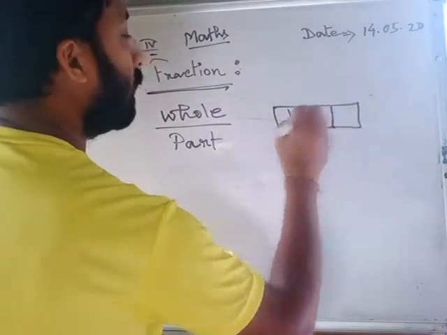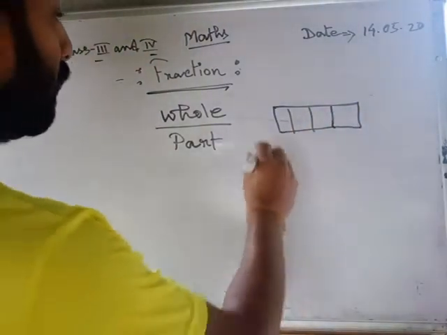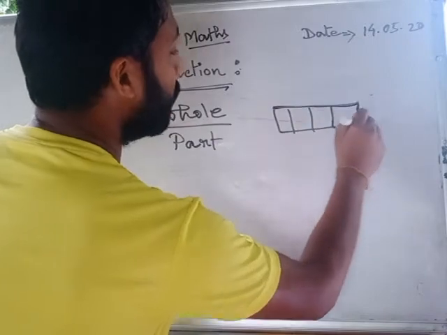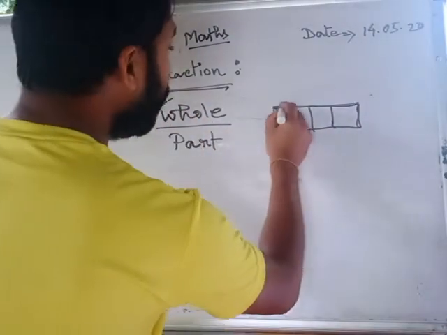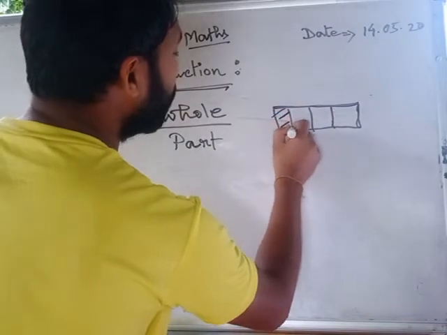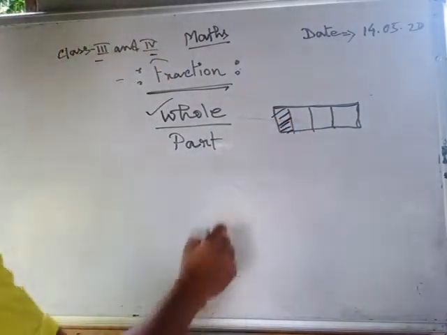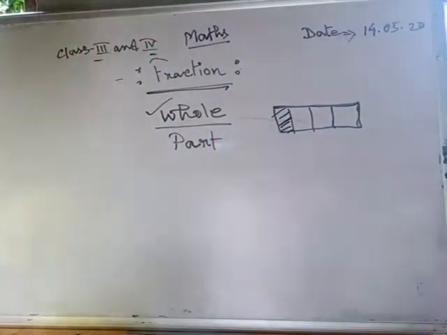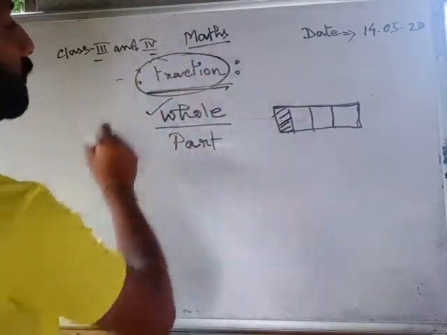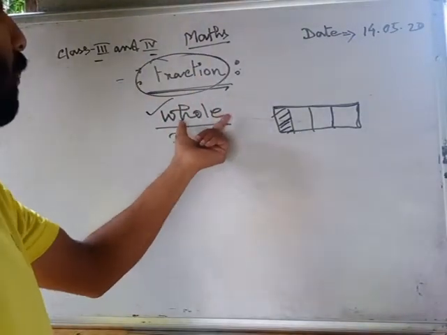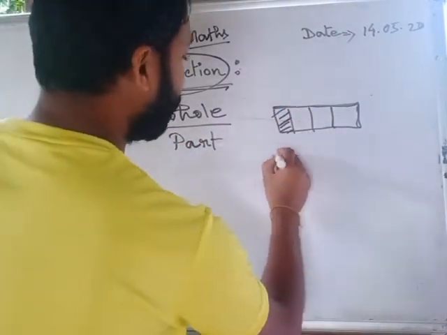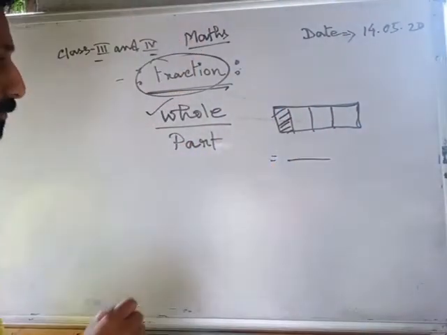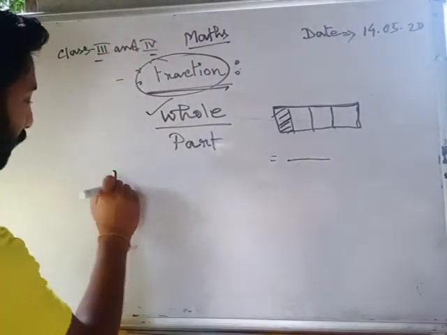Suppose it is divided into 4 parts. Total bread is called the whole. Okay, each and every part, each and every segment, is called a part. That's why fraction is a part of whole. Fraction is a part of whole. That means we should write fraction.